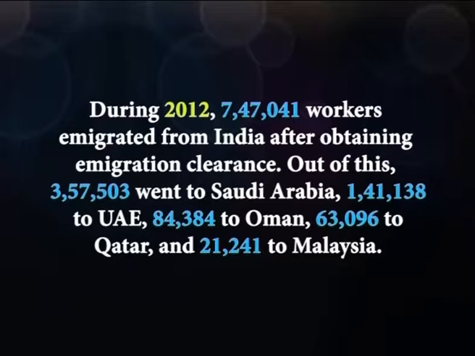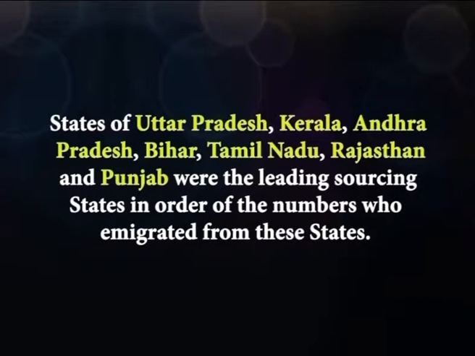21,241 to Malaysia. States of Uttar Pradesh, Kerala, Andhra Pradesh, Bihar, Tamil Nadu, Rajasthan and Punjab were the leading sourcing states in order of the numbers who emigrated from these states.